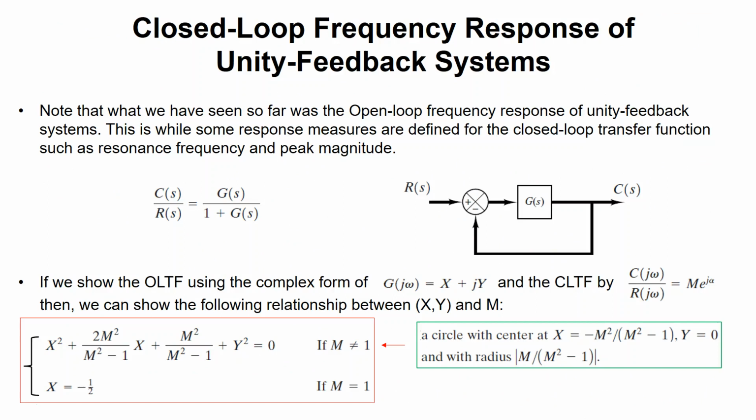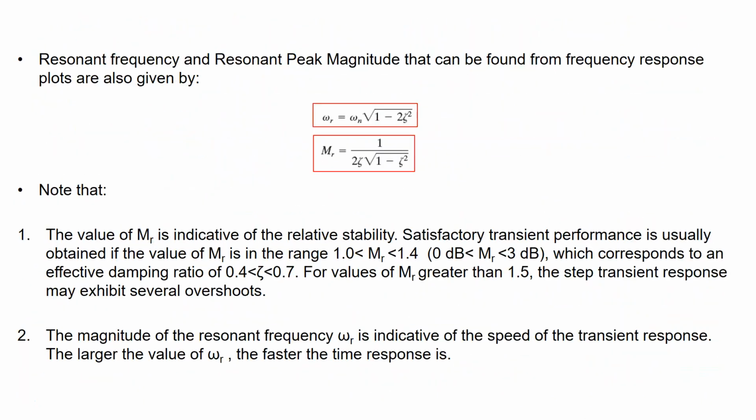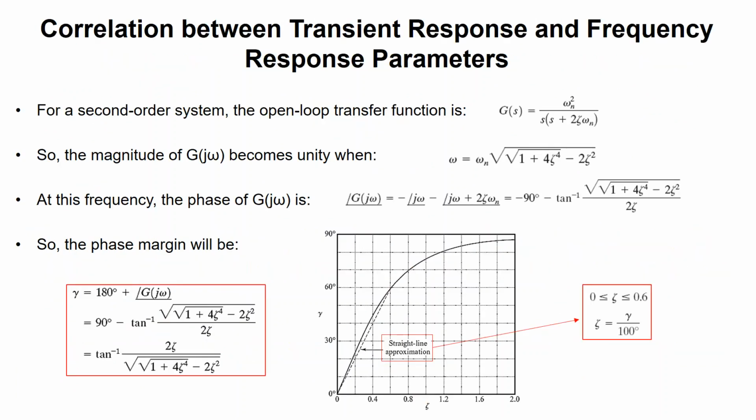So this is what we had, let's see, over here in this slide, right? So if I give you MR, then you can find zeta, and if I give you omega R, then you can find omega N as well. So we kind of indirectly can find transient response characteristics, zeta and omega N, and then based on zeta, omega N, and everything else in terms of the parameters and measures we learned in this chapter.